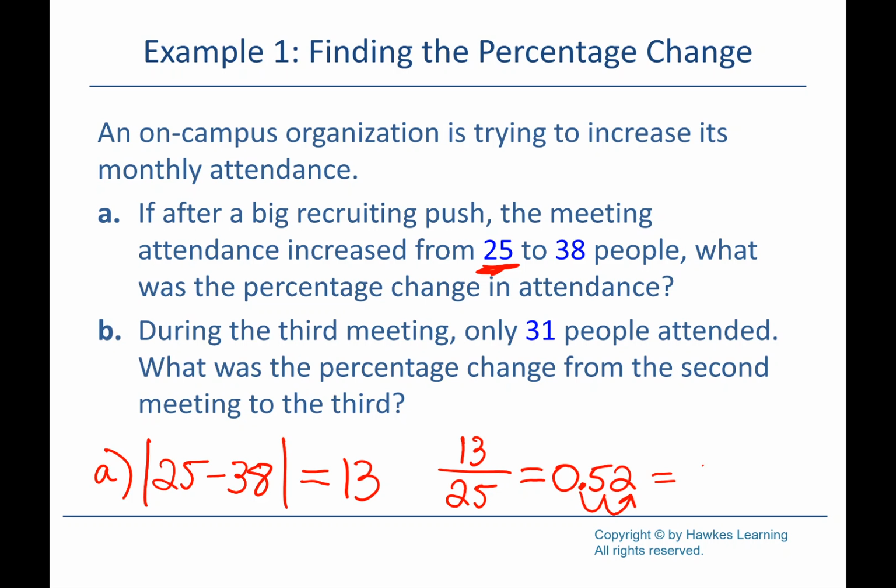So this is 52%. That's saying the attendance increased by 52%. And how do I know it increased? Because the old number was 25 and it went up to 38. Okay? Up to 38.